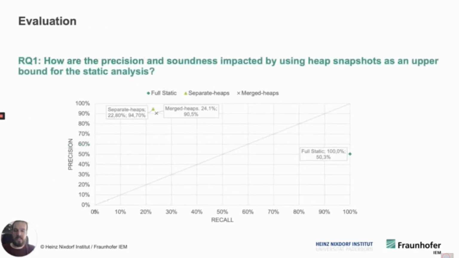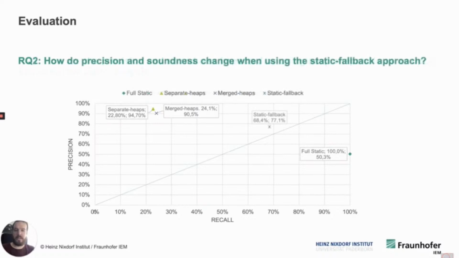In our study, we asked and answered 4 research questions, which I am now going to discuss. First, how are the precision and soundness impacted by using heap snapshots as an upper bound for the static analysis? By measuring against Droid Macrobench, we found that using the separate heaps approach and the merged heaps approach, the results only vary slightly. Both approaches yield a very high precision, but at a huge cost in recall compared to the purely static analysis.